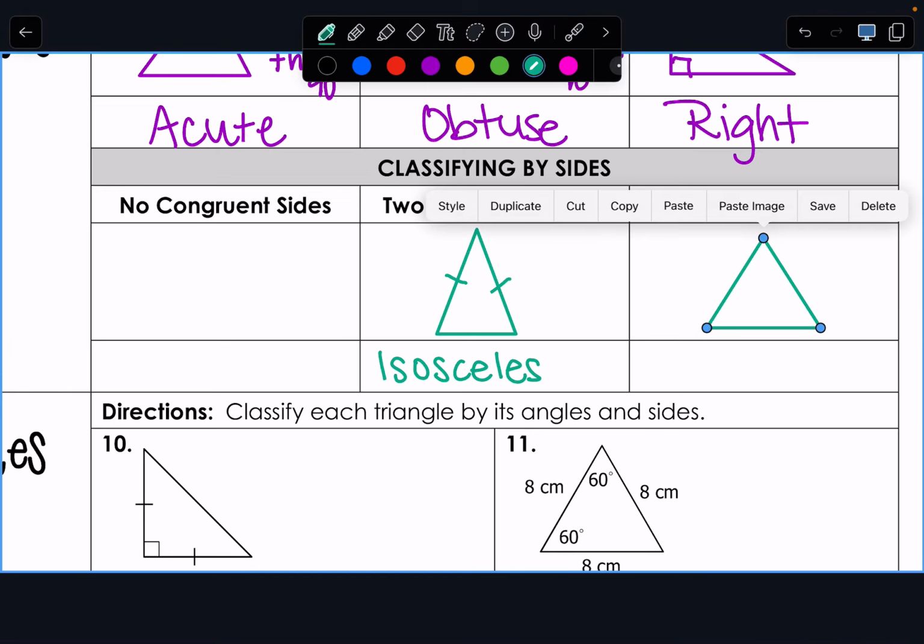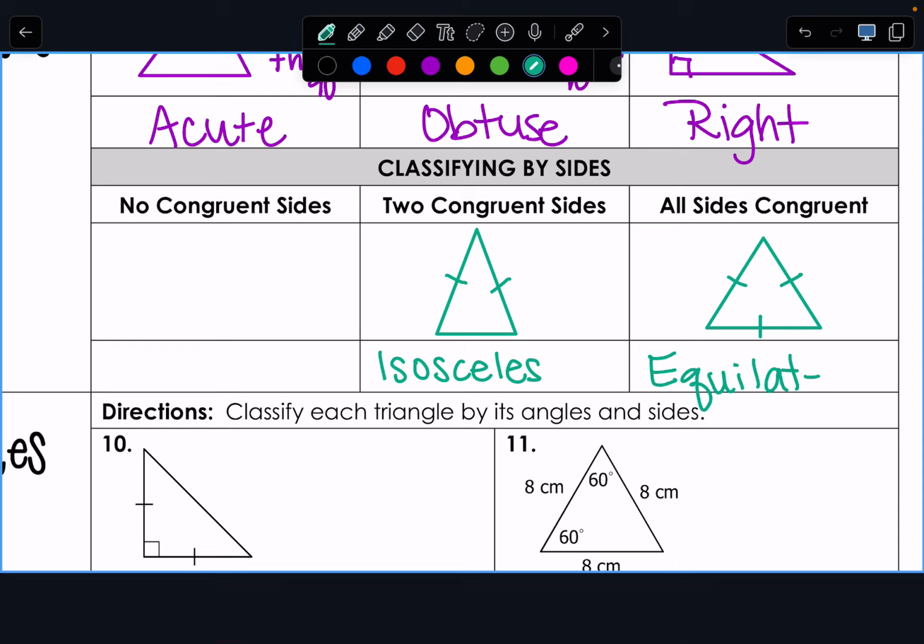All right, here we go. What if all the sides are congruent? That's equilateral. The opposite of that is scalene. The triangle where all the sides are different is called scalene.